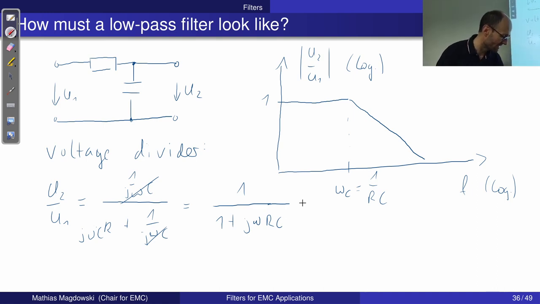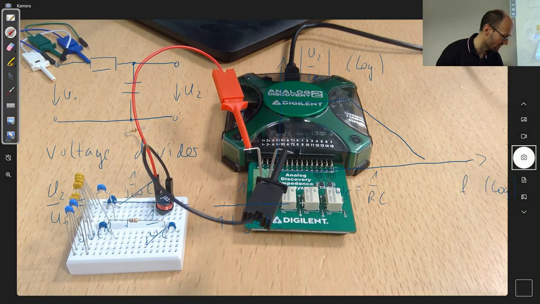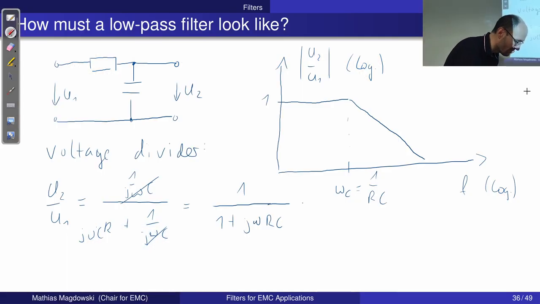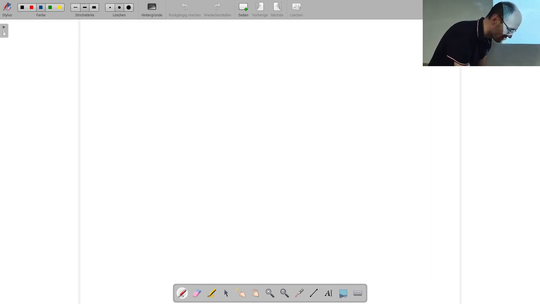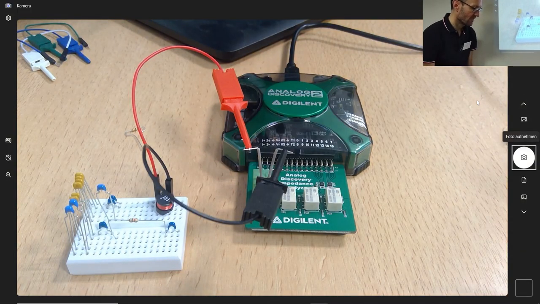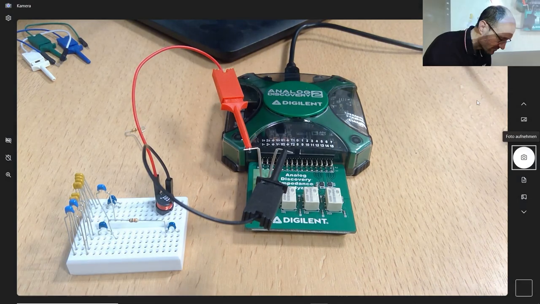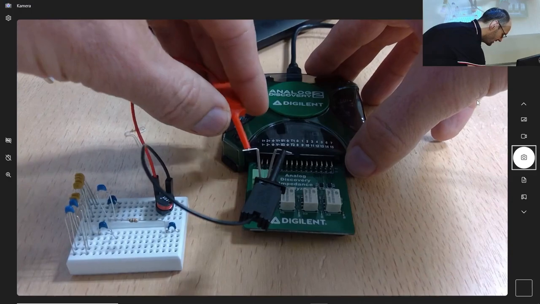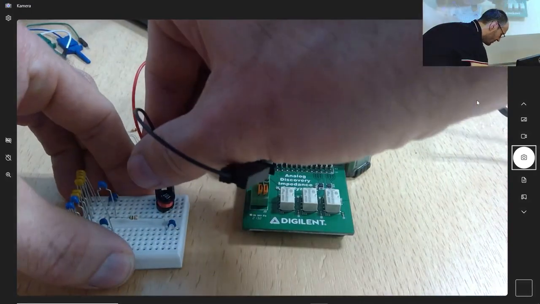And so now we can come to a second experiment. And for this, I think I need to close this. I don't know how to save it in this software here. So I will just end this and go back to my camera here, and already disconnect the USB cable from this Analog Discovery tool, remove the cables and put this to the side.